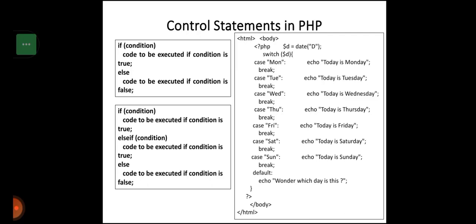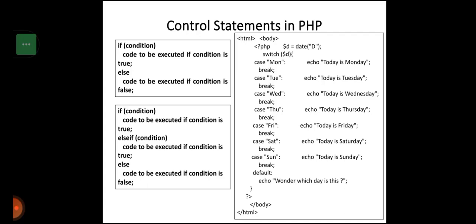Then there is a switch statement. Here we are declaring a variable d and assigning the date to d. If today's date is Monday, case Mon will execute. If it is Tuesday, the Tuesday case, that is case 2, will be executed. So based on the value, the case will execute. If it is Friday, we will get a message: today is Friday. If it is Saturday, we will get a message: today is Saturday.